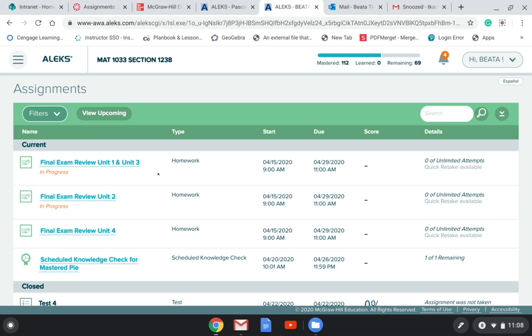They go together because both of them are talking about solving equations. So at this moment you guys can handle 1 and 3 together. You have final exam review unit 2. Unit 2 is mostly about functions and relations. And final exam review unit 4.